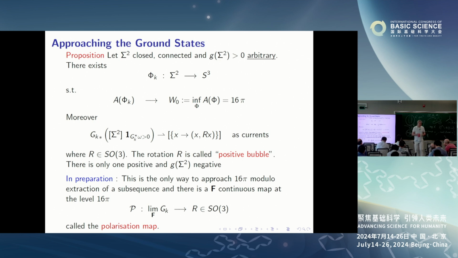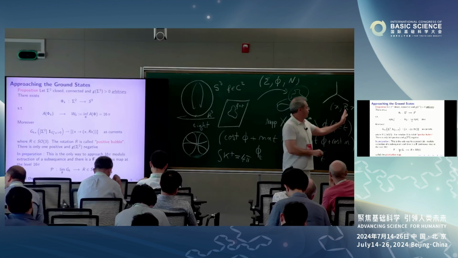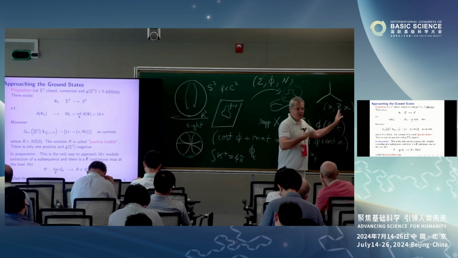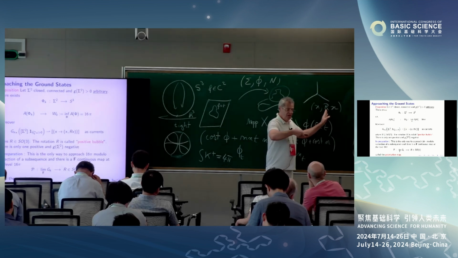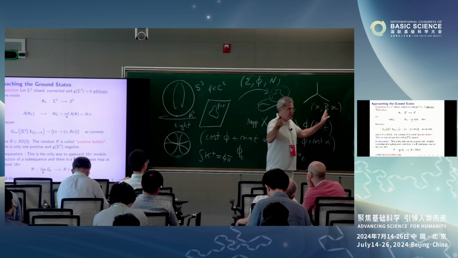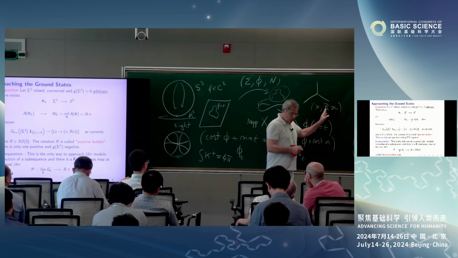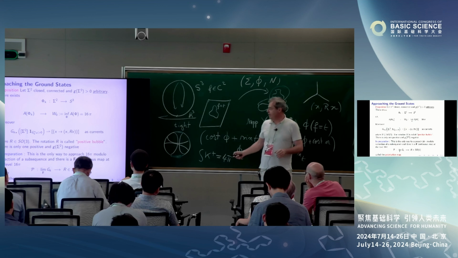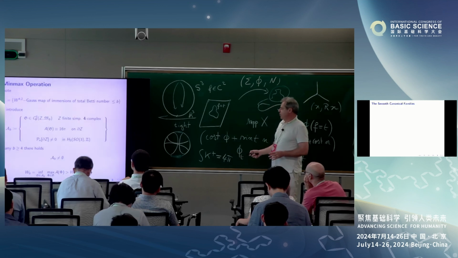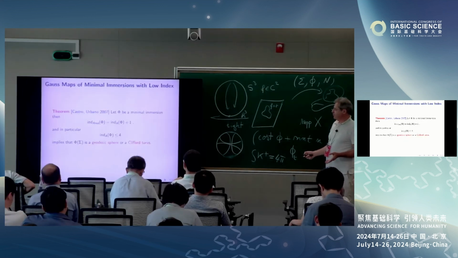So what's going to happen is that if you have a non-zero genus surface, you are going to prove that the polarization map has degree from S3 into SO3 exactly 2 times the genus of the surface. And this is going to help you to produce a min-max theory. So just to say that this approach, you could imagine, I'm not going into the min-max operation.